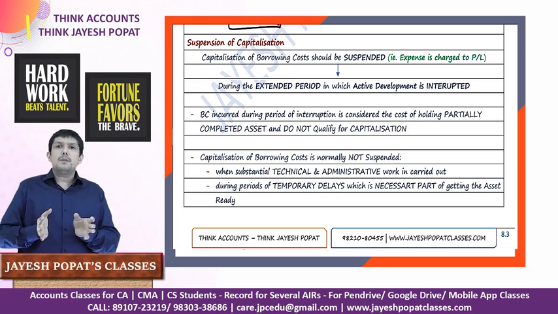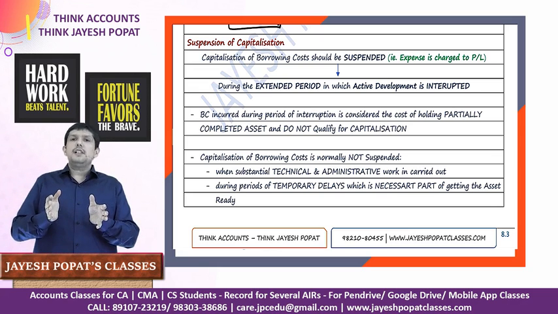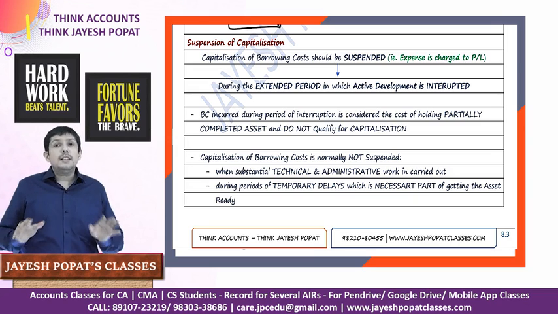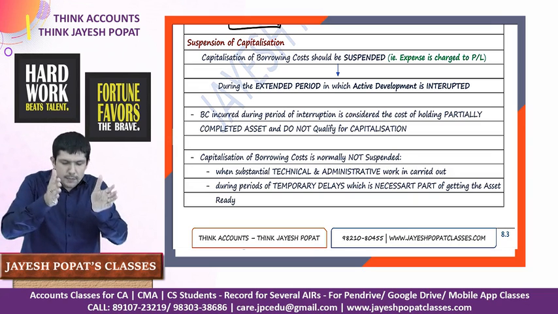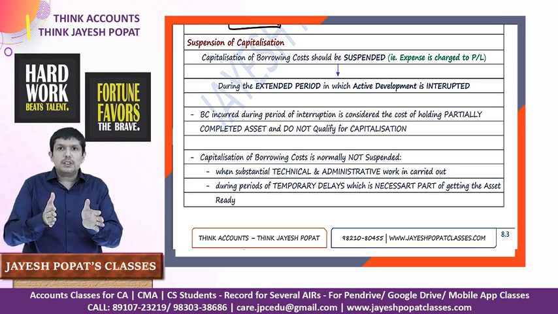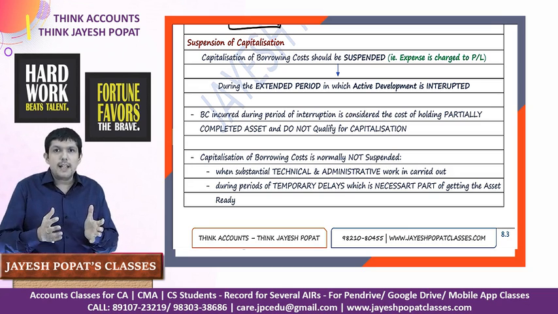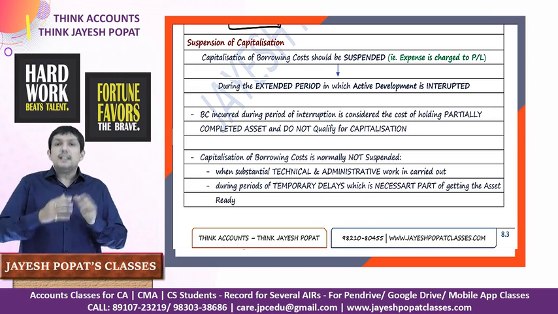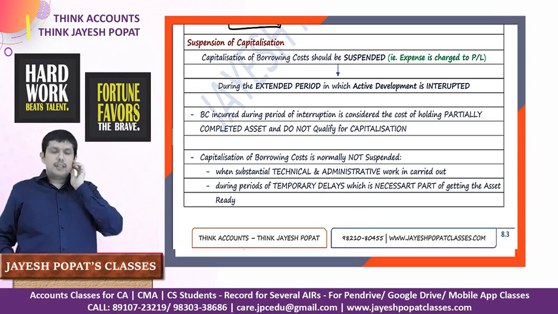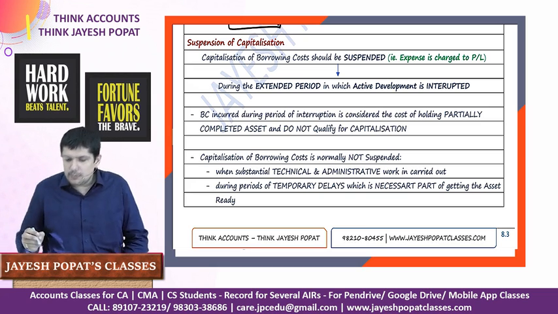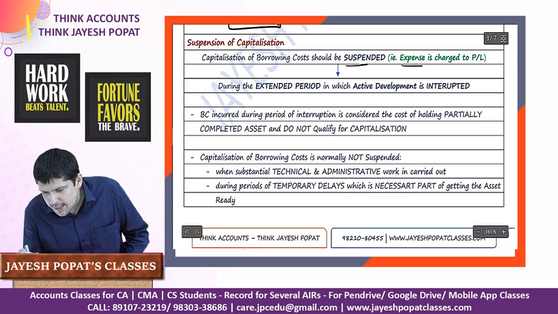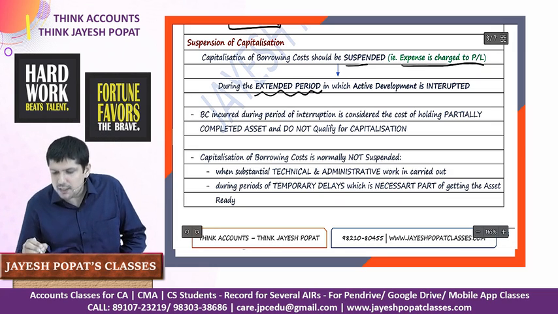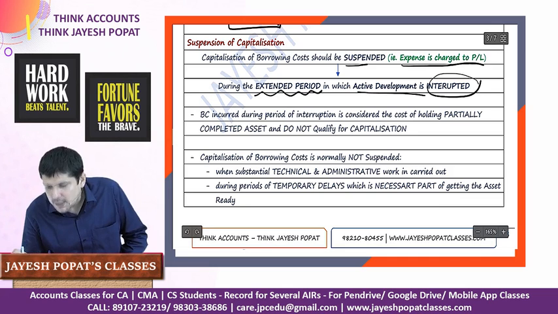The best example could be when there was a lockdown in relation to the COVID-19 scenario. All the establishments were closed and there was no work being carried out. For this period of 2 months when the lockdown was there, the borrowing cost cannot be capitalized because it was the cost of holding a partially completed asset, right? There was no work which was actually done on that asset. So capitalization of borrowing cost should be suspended, that is, the expense should be charged to the statement of P&L during the extended period in which active development is interrupted.